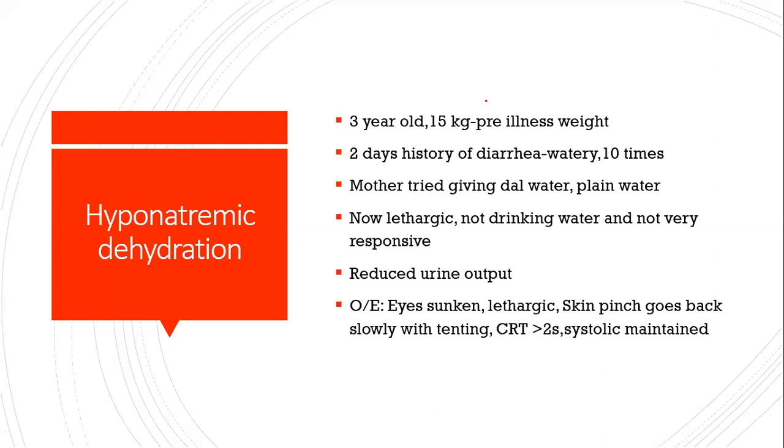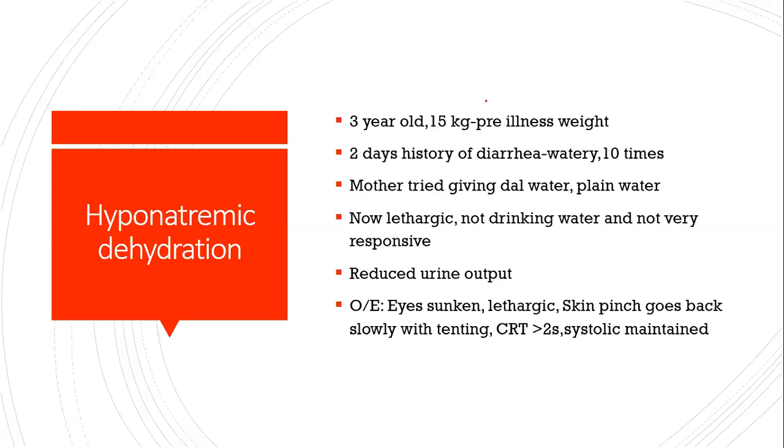Okay. So we have a 3-year-old toddler with 2 days history of diarrhea, multiple episodes of diarrhea. 15 kgs was the pre-illness weight, and the mother had tried giving this child some dal water, plain water and everything, but now the child is lethargic, not drinking water, not very responsive. Skin is tenting when you are examining, eye is sunken, the baby is lethargic, you are noticing. CRT is prolonged, but systolic is luckily maintained. Okay, so this child is in compensated shock, isn't it so?